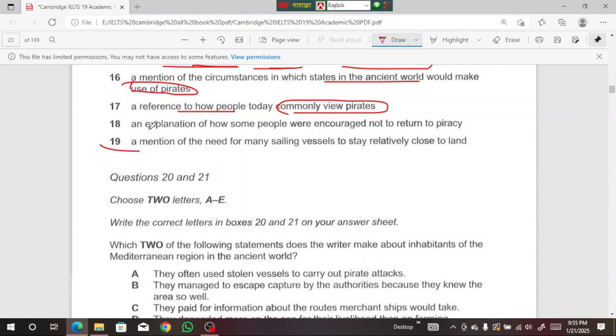Question 18: the explanation of how some people were encouraged not to return to piracy. That means they leave their profession. Question 19: a mention of the need for many sailing vessels to stay relatively close to land. Sailing vessels stay relatively close to land.